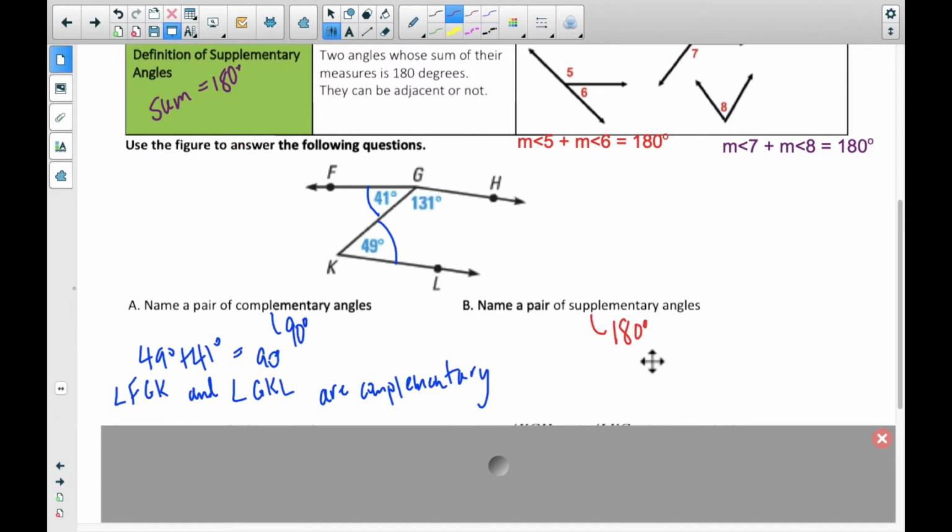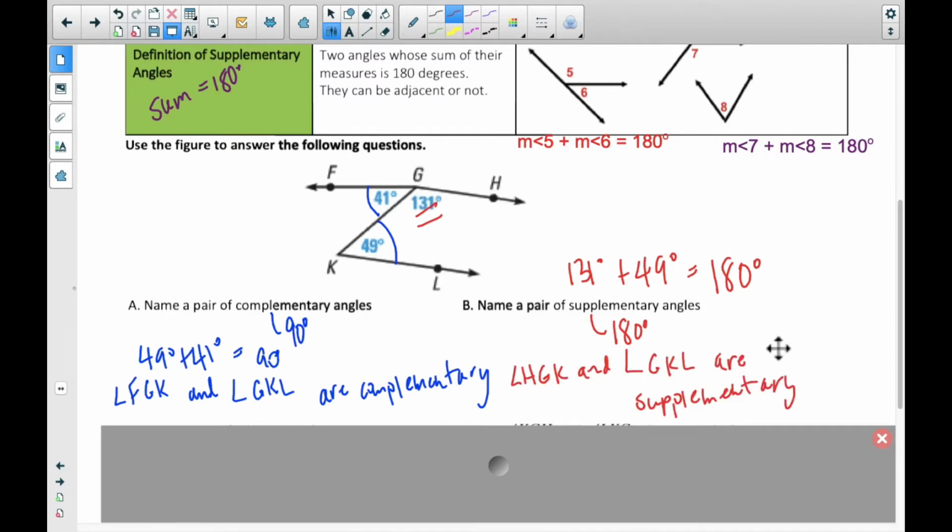Okay, supplementary, again, 180. So I'm guessing I'm going to have to use this one because that's going to get me to 180. And I have to think of, well, if I added this one, would it make 180? If I added this one, would it make 180? Well, 131 plus 49 is going to give me 180 degrees. So once again, I'm going to use the three letters. So angle HGK and angle GKL are supplementary.